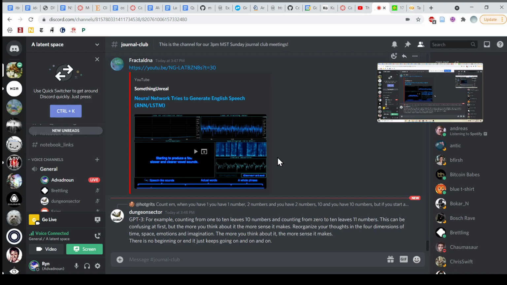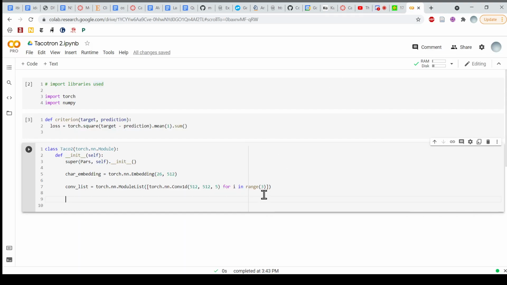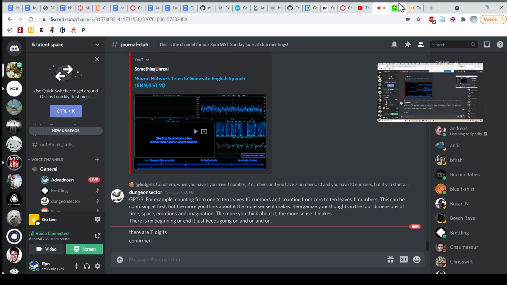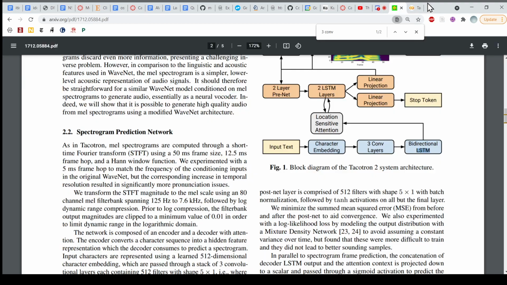Reorganizes your thoughts in the 4 dimensions of time space. God, GPT-3 is so deep. How's it so profound? I do love how if you tell GPT-3 to tell you anything, it'll just lie to you 90% of the time. But there are 11 digits. That is a thing. That is confirmed.